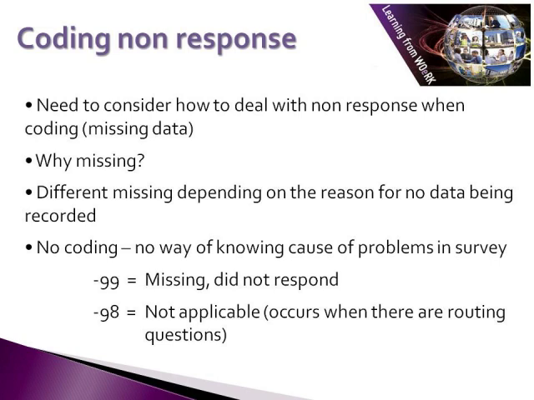So are there questions that a large proportion of the people responding to the survey deem not applicable? That brings you into thinking about whether the questions you're asking are being asked in the right way. We tend to code them with a negative number, either -99 and -98, or 9 and 8. So -99 would be missing, did not respond, and -98 would be not applicable.